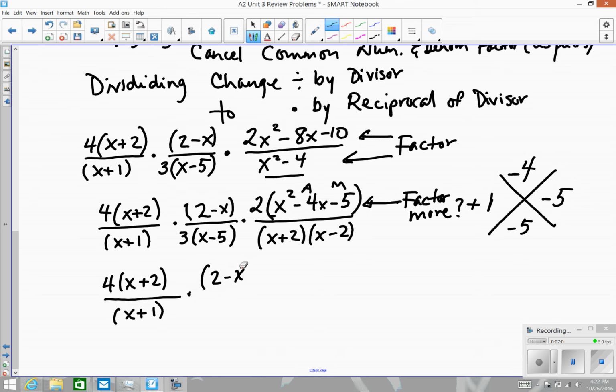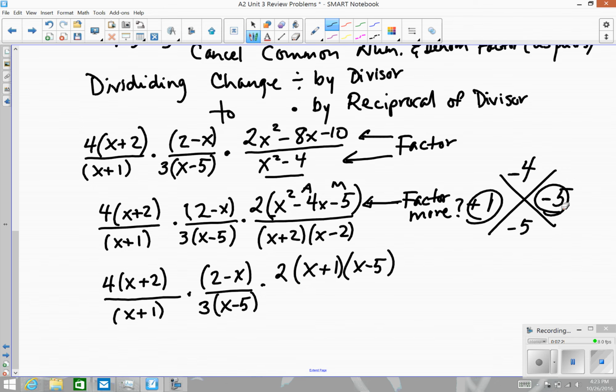Making sure everything now is factored as much as possible. Alright, here we go, and I'm going to replace my trinomial x squared minus 4x minus 5 with the factors x plus 1 and x minus 5. That's what I got from my x factoring over here. And then I still have a denominator x plus 2, x minus 2. Now I can go ahead and look for any common factors that are in the numerator and denominator as pairs, and I can cancel those out.